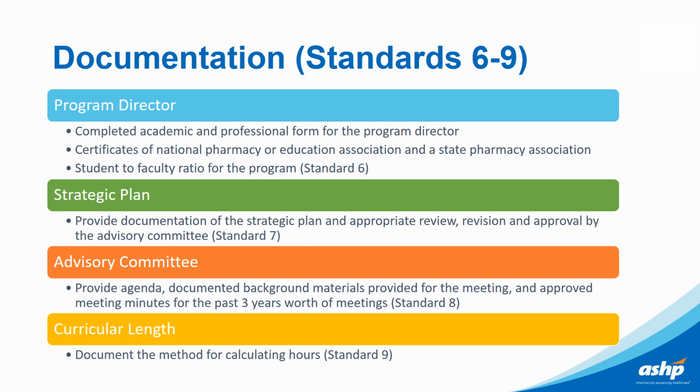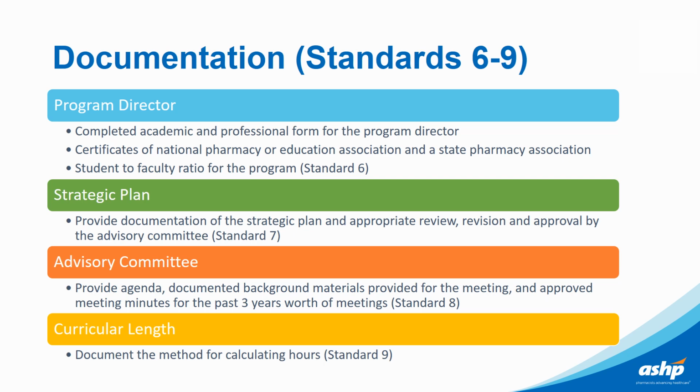Standards 6 through 9 each have their own specific documentation requirements, which can be found in greater detail in the standards themselves or within the guidance document. Documentation of Standard 6 regarding the program director requires inclusion of the academic and professional form for the program director, as well as certificates of national and state pharmacy or education association membership. The student-to-faculty ratio for the program should also be included.